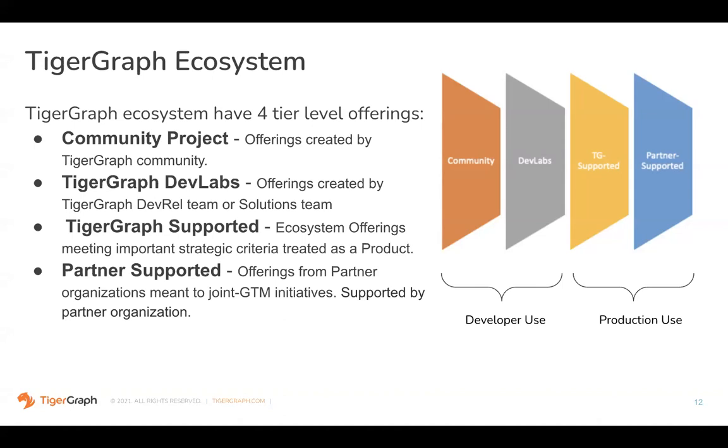These are offerings built by the TigerGraph team, but not the R&D team, rather our developer relations and solutions teams. These are useful projects, offerings that we see could be used by developers and can improve developer productivity, for example. And then, in increasing order of maturity, we have what's called TigerGraph supported projects. These ecosystem offerings meet important strategic criteria, like, for example, JDBC drivers, things of that nature, which are fit for production use and obviously have a lot of business value, but they're not part of the core product.